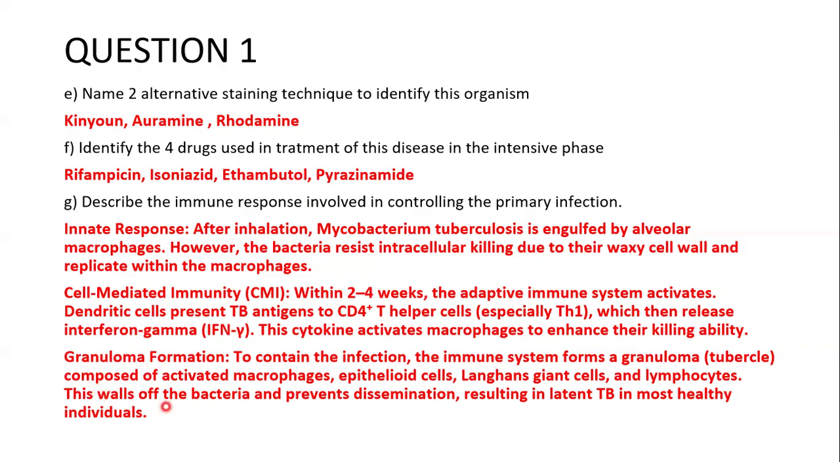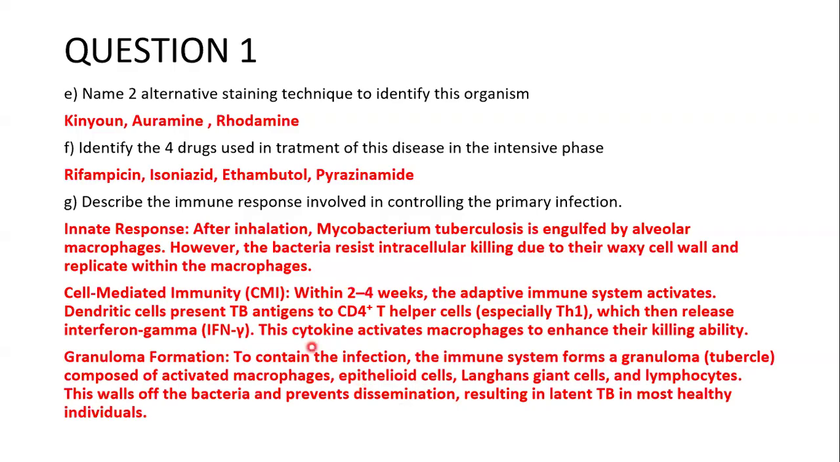Now this walls off the bacteria and prevents dissemination. Dissemination means spread, resulting in latent TB in most healthy individuals. So if you have a great immune system and you're not immunocompromised, you will not get symptoms of TB. It will remain latent in your body. But when you become immunocompromised, for example in an HIV patient, this latent TB will be activated. Then, when it is activated, you start presenting with the other signs and symptoms of TB.